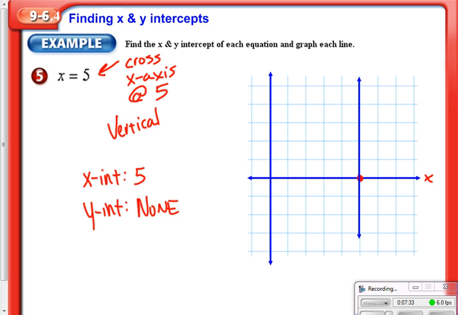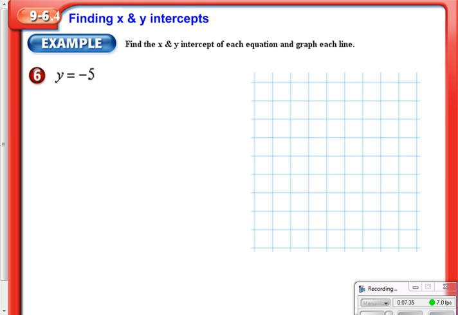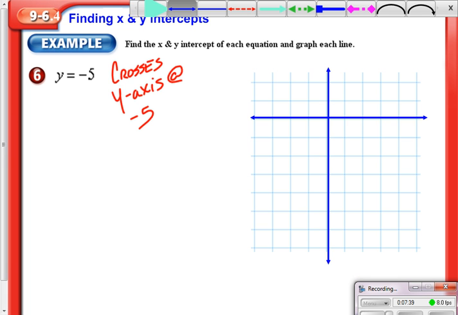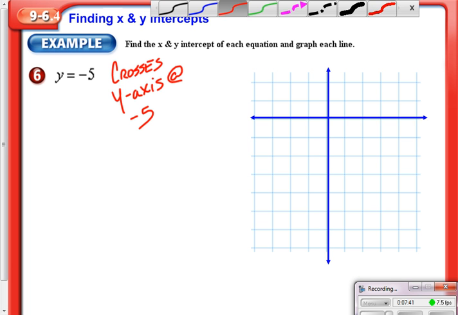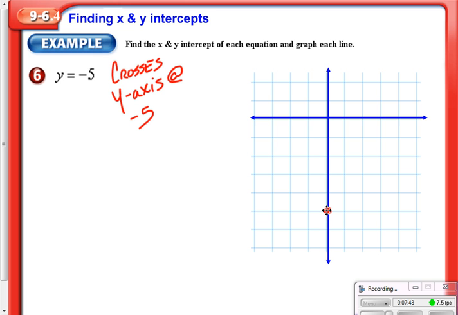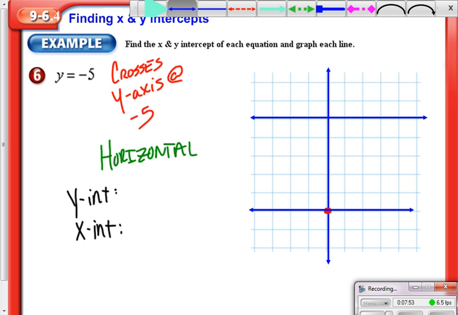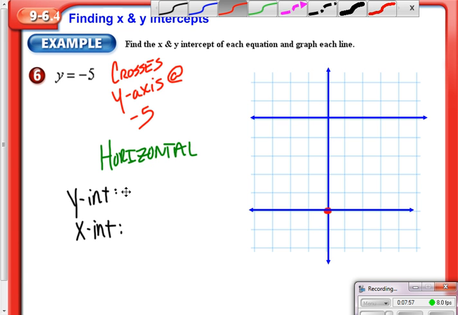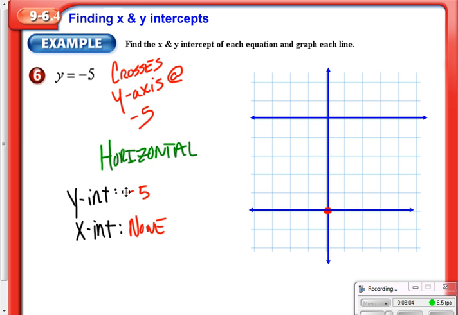Very similar to example 6, except in 6 it's telling us our y-intercept is -5. So my y at -5 would be right here on my graph. That's where it's crossing the y-axis, and if it's crossing the y-axis, the line will be horizontal. So there's my line graphed, and then I'm going to go ahead and state my intercept. My y-intercept there is -5. My x-intercept is none. Does not have an x-intercept.